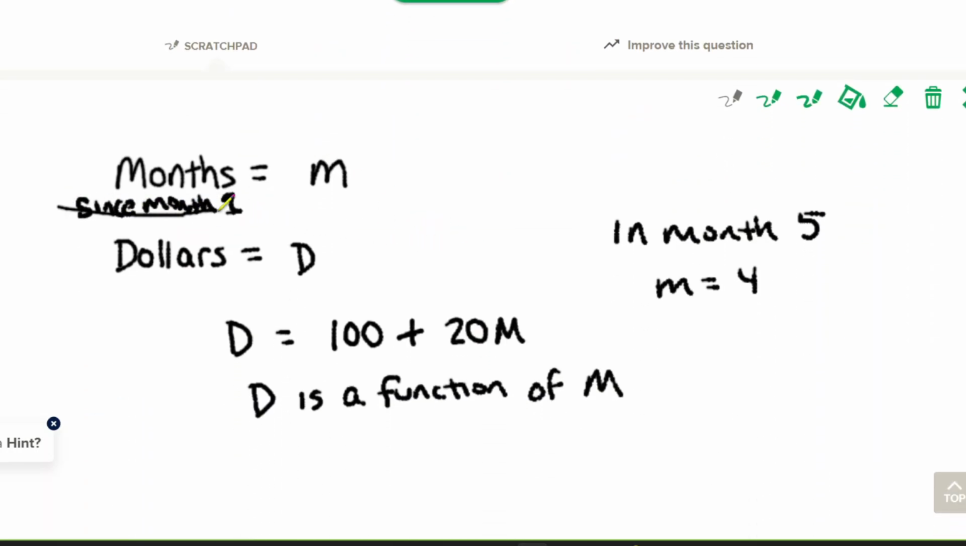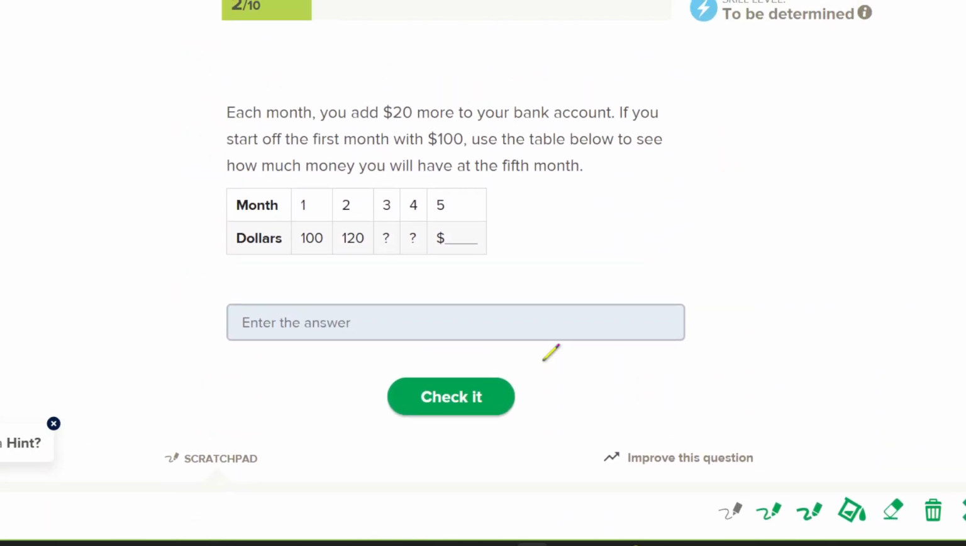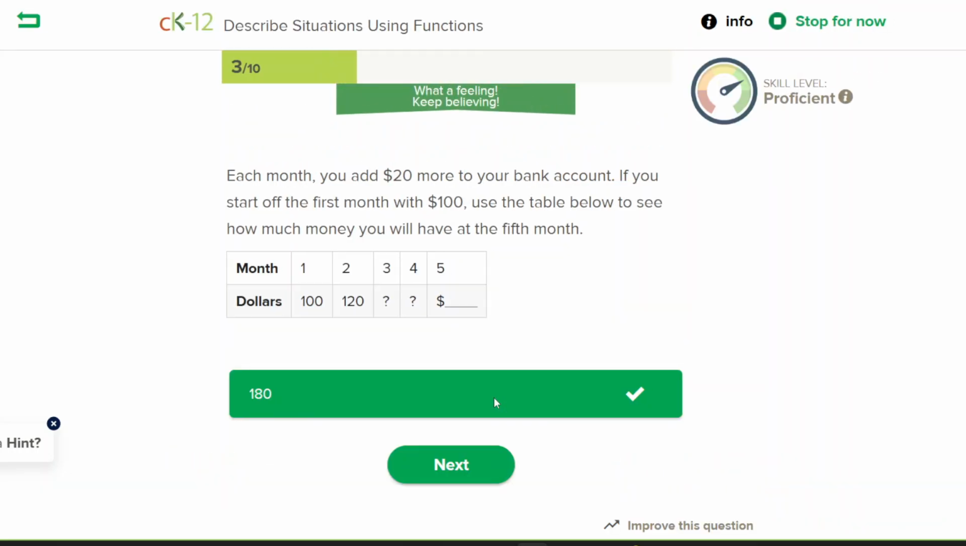Now, if I called this just number of months, then I should have had this be 20 times M minus 1. That way, when I plug in 1, I have the 100 still. So, 20 times the quantity M minus 1. And then I can use 5 for month 5, and this would match the table. Either way, you can set up a formula to represent what's going on here. And then in month 5, there are $180 in the account. Right. Okay, next.